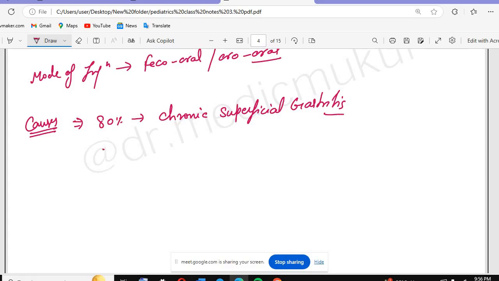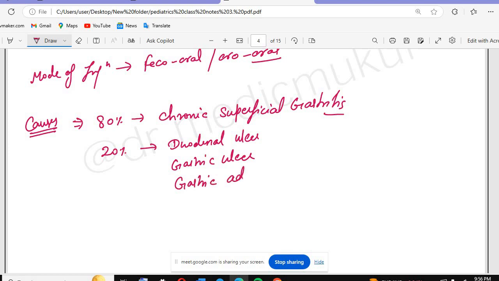And the 20%, remember, 15 to 20% or less than that, would be responsible for the duodenal ulcer. You can say peptic ulcer, because besides the duodenal ulcer, they can also cause the gastric ulcer. They can also be responsible for gastric adenocarcinoma, meaning cancer, and they are also responsible for the maltoma.